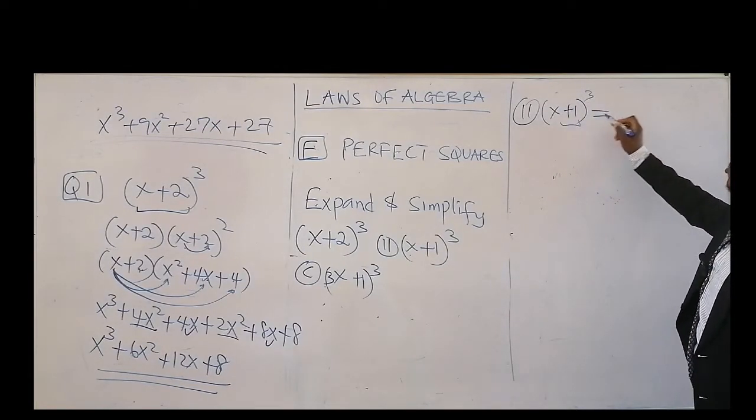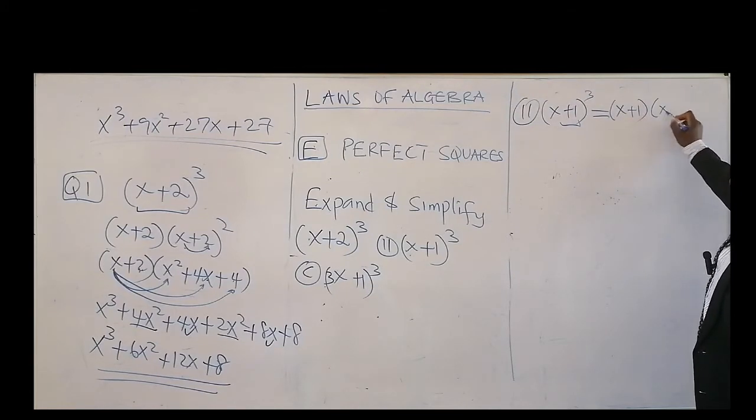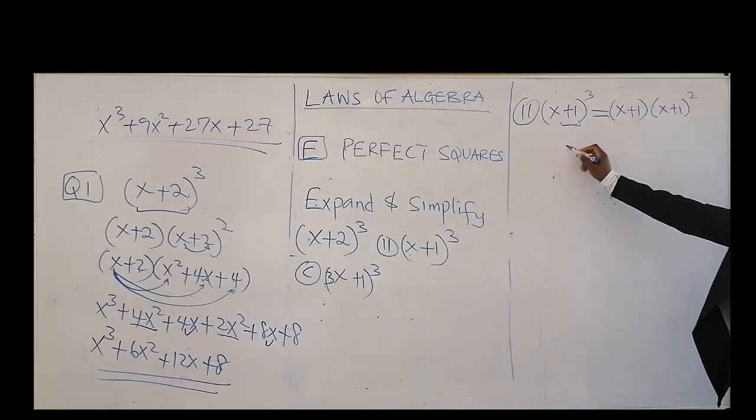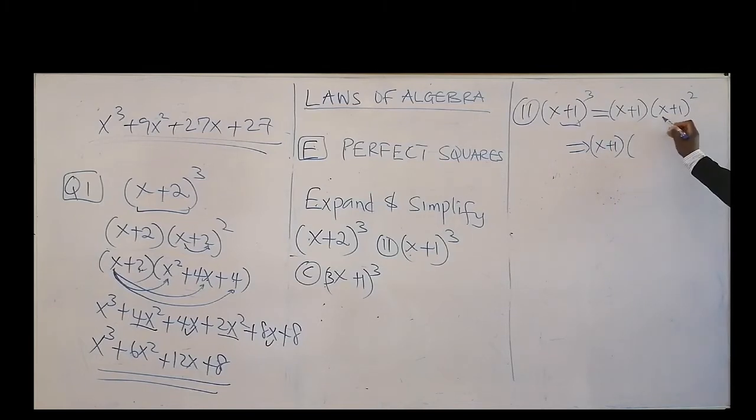Let's split this one into 2 parts. We have x plus 1 times x plus 1 power 2. And this will be equal to x plus 1, do the expansion of this one, so that will be x squared, using perfect square, this one times this one, and then times 2, that's plus 2x, and then plus 1.